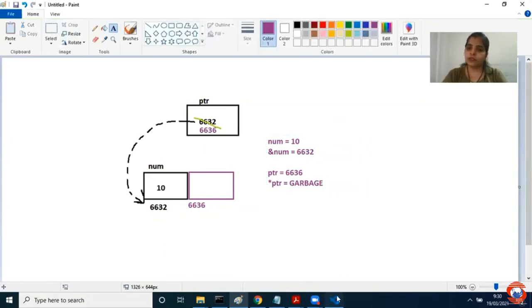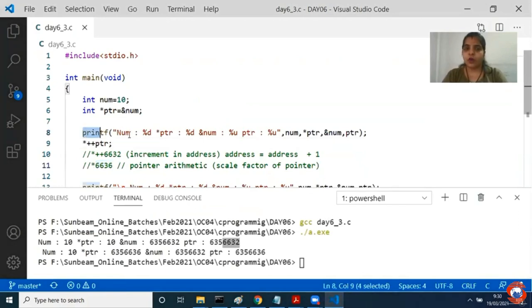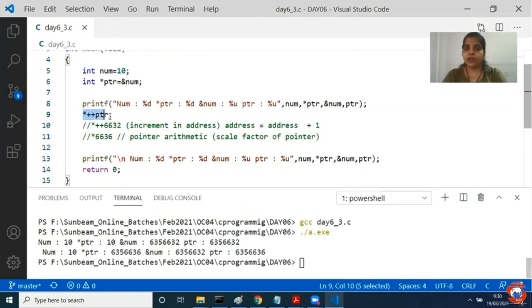So let us observe the output. I have got on the first line correct output 10 10 6632 6632. But when I try to increment the address, num का वैल्यू तो मुझे करेक्ट आया 10. num का एड्रेस भी चेंज नहीं हुआ because it is fixed 6632. But can you see pointer का एड्रेस और pointer का वैल्यू? pointer का एड्रेस has been incremented, 6636 आया, but वैल्यू उसने मुझे गार्बेज दे दिया. It can come as any value. एड्रेस ही उसने प्रिंट कर दिया. Have you understood? Everyone?